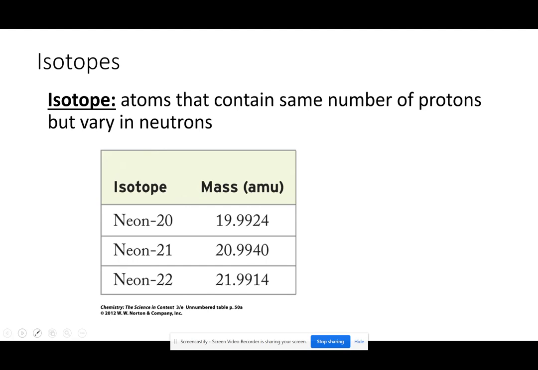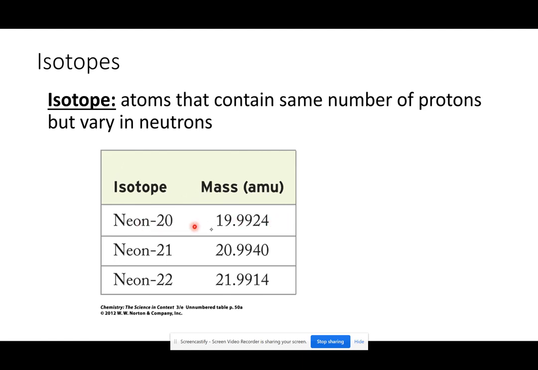No, they do not have a charge. They're neutral. But neutrons do have what? They have a mass. So if I vary the number of neutrons, that means I'm going to vary the mass of these different isotopes. And that's exactly what we see here.